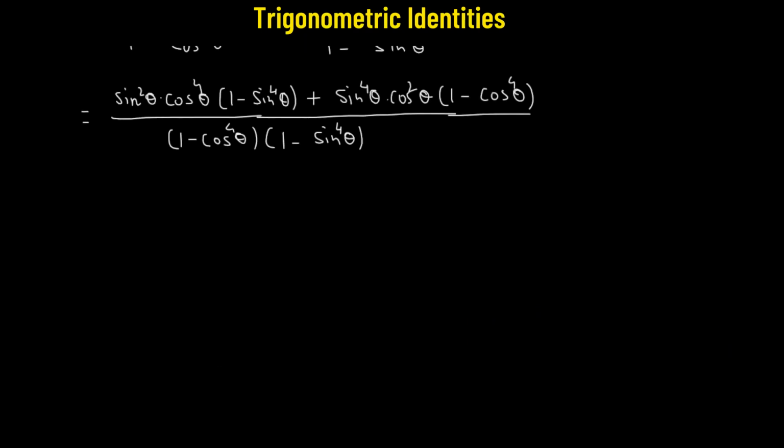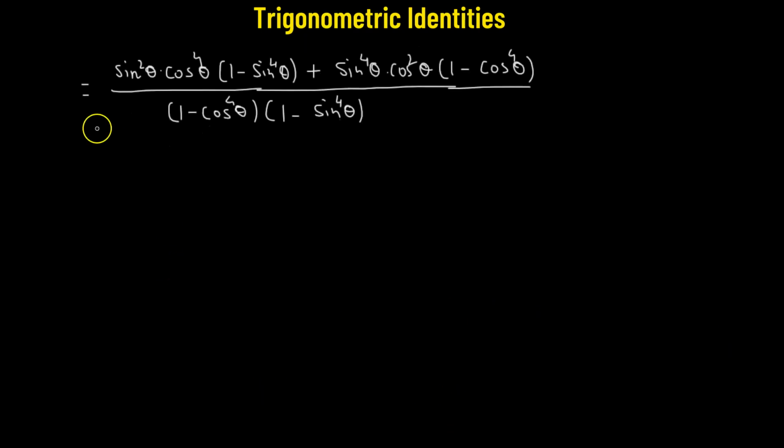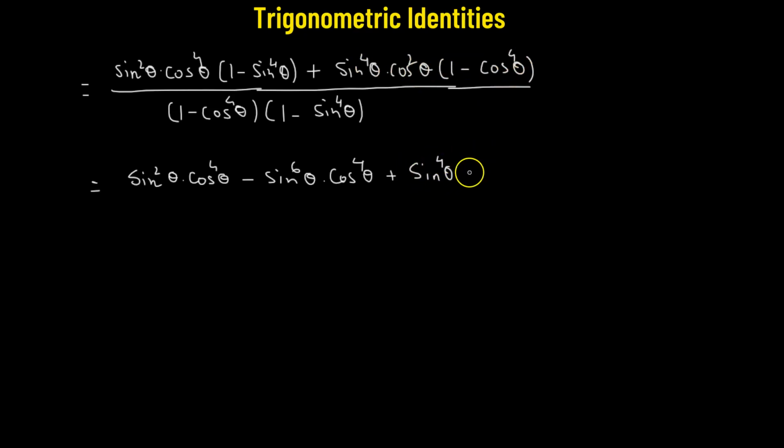Further simplification is going to give us, so we have in the numerator sine squared theta times cosine theta raised to the power of 4 multiplied to 1 minus, we have sine squared theta times sine theta raised to the power of 4, so that's going to give us sine theta raised to the power of 6 times cosine theta raised to the power of 4, plus we have sine theta raised to the power of 4 times cosine squared theta multiplied to 1 minus cosine theta raised to the power of 4, which should give us sine theta raised to the power of 4 times cosine squared theta minus, we have sine theta raised to the power of 4.